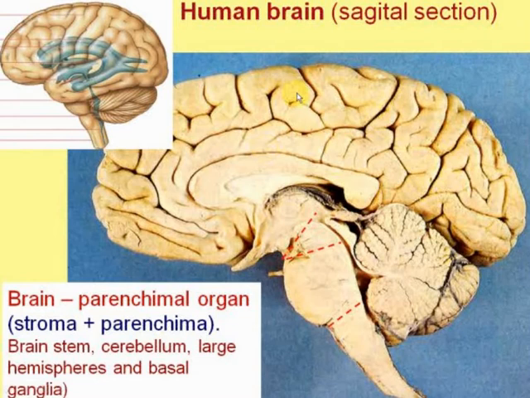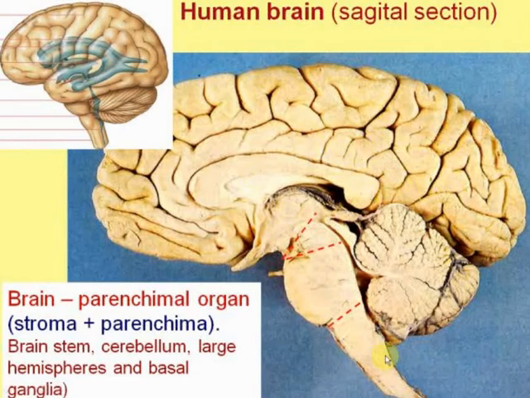Brain is a parenchymal organ, like other organs of nervous system. It consists of stroma and parenchyma. Stroma is represented by capsule around, which consists of 3 meninges: dura mater, arachnoid and pia mater. Layers of loose connective tissue go into the deepness of the brain.